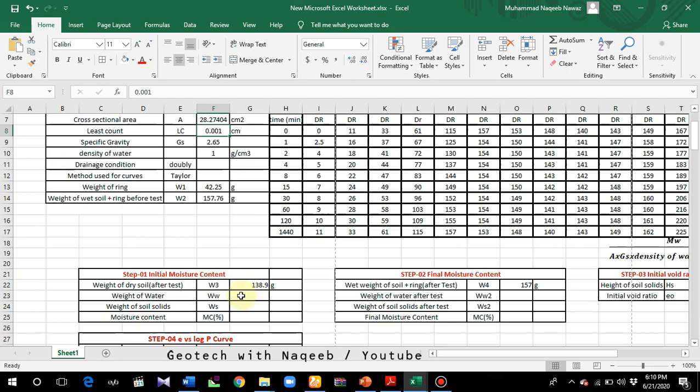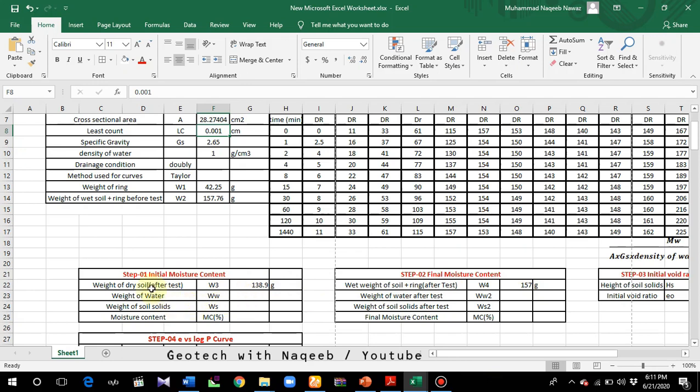See, the weight of dry soil, only the soil solids, will be the same before the test and after the test. The only thing that will change is the weight of water before and after the test. That is why the wet weight of the soil plus ring after the test is different. The difference between the initial moisture content and final moisture content will be elaborated in a few seconds.